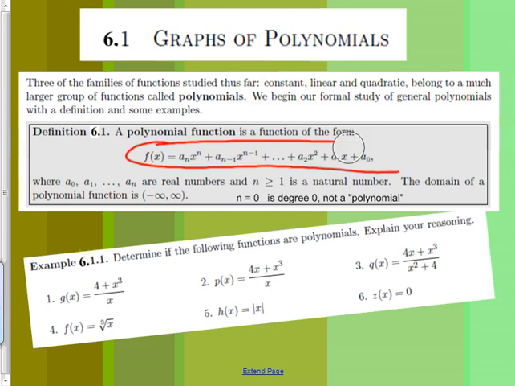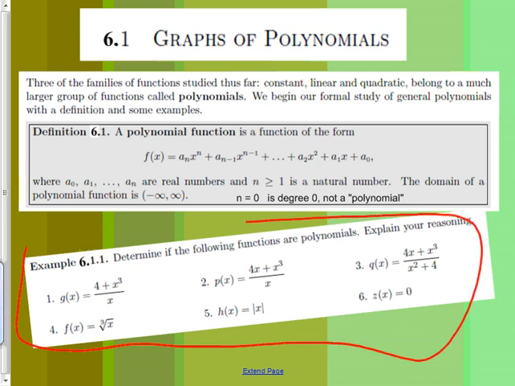I want you to read this over thoroughly, carefully, and try to catch the rules to be a polynomial. Not everything complicated looking is a polynomial. Please read this over carefully and try to figure out which of these, 1, 2, 3, 4, 5, and 6, are not a polynomial. Cross them off, okay? But you don't know until you've read the directions.